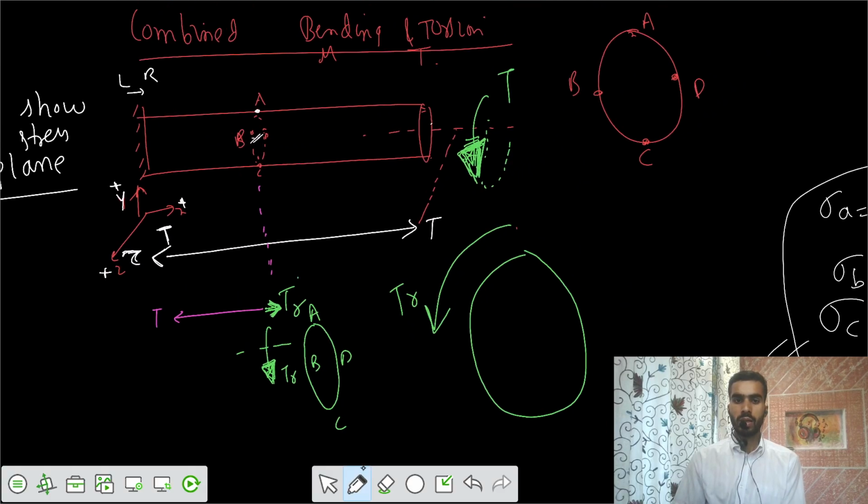So there would be some resisting torque in the opposite fashion. Finally we said there is some T in this fashion. Resistance would be opposite. So you take this section at some value of x. There is some resisting torque in the opposite fashion, which would be a torque in the anti-clockwise manner. This is your point A, this is point B, this is C, this is D.